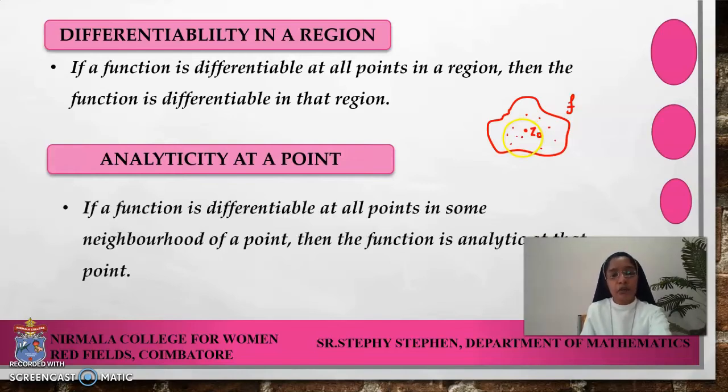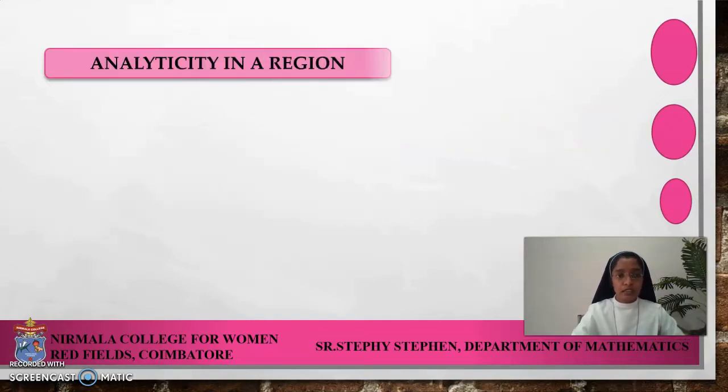Next is analyticity at a point. Consider the same example. We have a point z0 here. Now this z0 can have some neighborhoods, any number of neighborhoods. If I consider a neighborhood n1, and inside that neighborhood we have so many points, and the function is differentiable at all those points in that particular neighborhood, then we can say that the function is analytic at this point z0. Now consider some point z1 here, and for z1 you have some neighborhood. If the function is differentiable at all points in that neighborhood, we say the function is analytic at z1. So remember this concept. I'm going to extend this for the next definition, which is analyticity in a region.